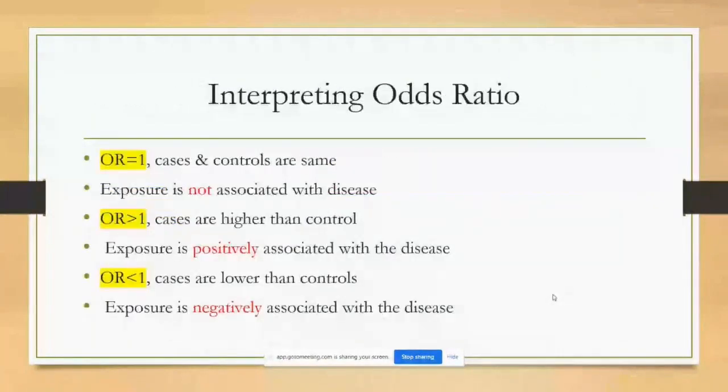Interpreting the odds ratio. If the odds ratio is equal to 1, then we can interpret that cases and controls are the same. Exposure is not associated with the disease. If the OR, that is odds ratio, is more than 1, then we can conclude that exposure is positively associated with the disease, because here the cases are higher than the controls. And when the odds ratio is less than 1, then cases are lower than controls, and we can conclude that exposure is negatively associated with the disease.